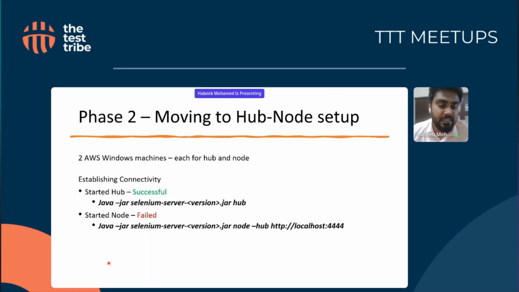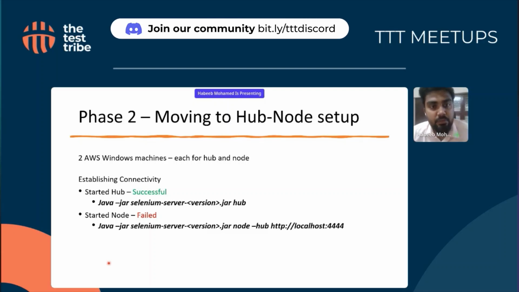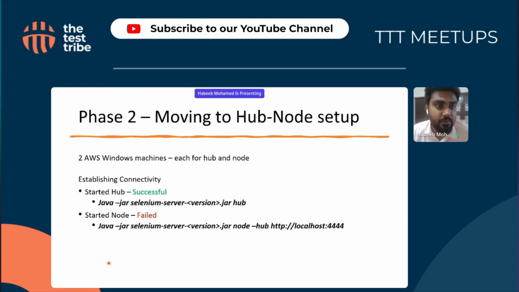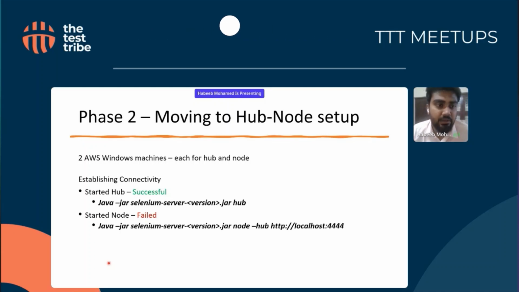Since it is not scalable and not distributed, we move to the Hub and Node setup. To do this, we have used two different machines. We went with cloud machines since Selenium Grid supports cloud execution as well. So we provisioned two AWS machines with the help of our DevOps team. One is for the Hub and another one is for the Node.